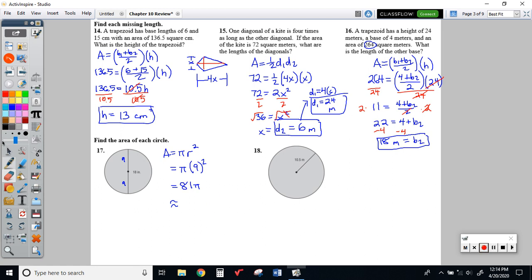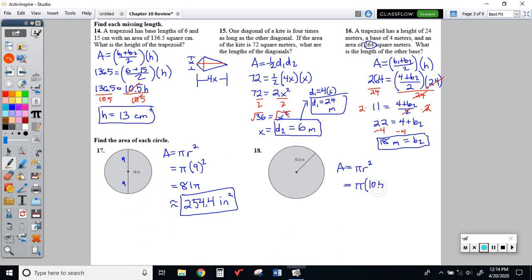Looking at the wrong problem on the key. So 81 times pi, there we go, 254.4 inches squared. And then this one, they just give me the radius directly, no computation necessary, so just go ahead and plug that in.